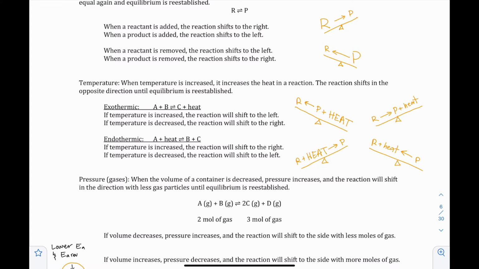So for exothermic reactions, an increase in temperature will shift the reaction towards the left to the reactants, and a decrease in temperature will shift the reaction to the right towards the products. For endothermic reactions, an increase in temperature will shift the reaction to the right towards the products, and a decrease in temperature will shift the reaction to the left towards the reactants. So just be sure you have the heat on the correct side of the equation before trying to figure out which direction the reaction will shift to reestablish equilibrium.